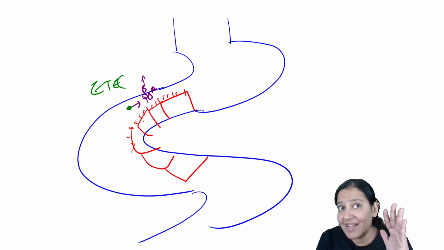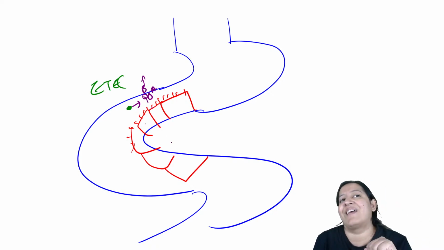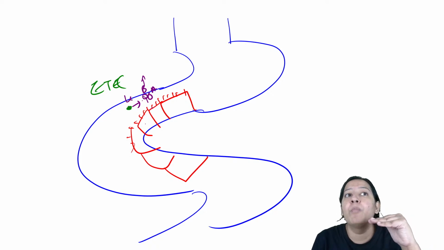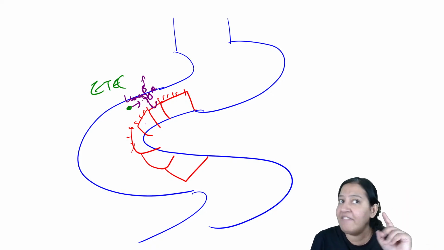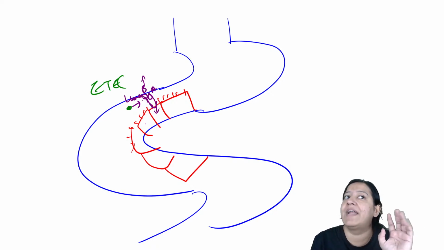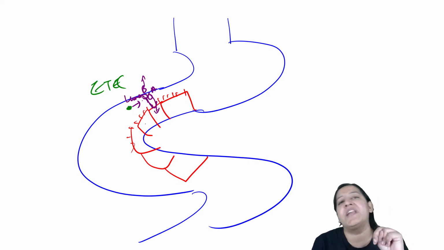Here the bacteria is not going inside; the bacteria's toxin is going inside. So the bacteria secreted toxin into the lumen of the intestine. From the lumen the toxin will go inside. B will not go. B will help A to go inside. A after going inside splits into two portions, A1 and A2.